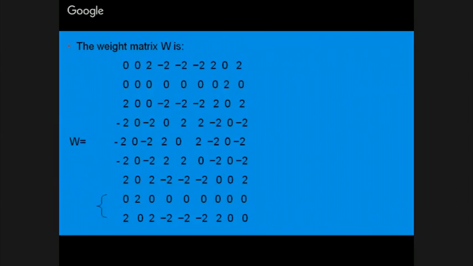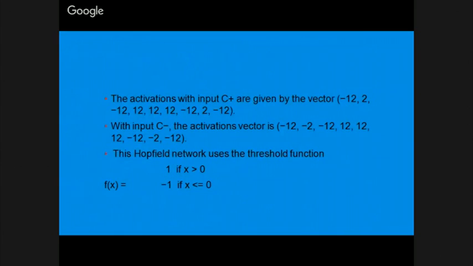Then the last row is again -1, 1 and -1. So again you will get -2, -2. So the activation is -12. So you can see that if your input vector is C plus, then the activations for the 9 neurons are going to be -12, 2, -12, then 12, 12, 12, and -12, 12, 2, and -12.